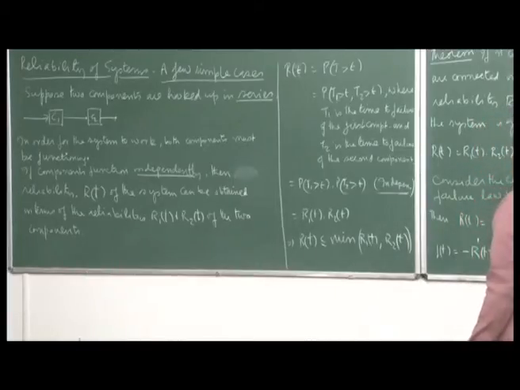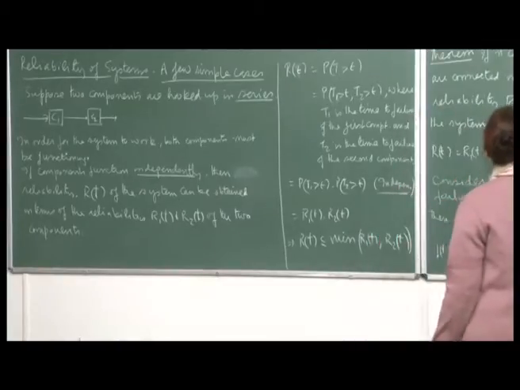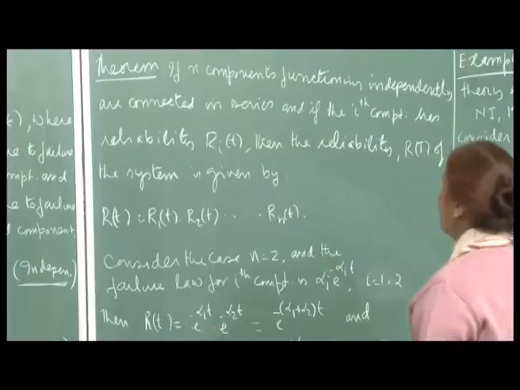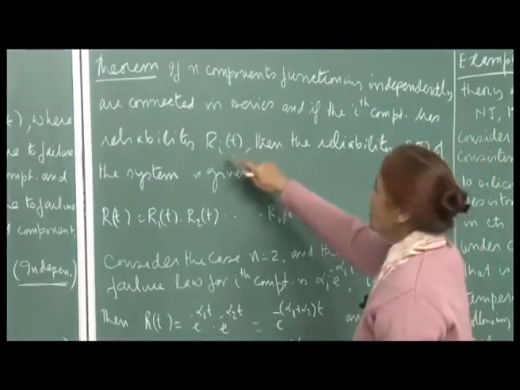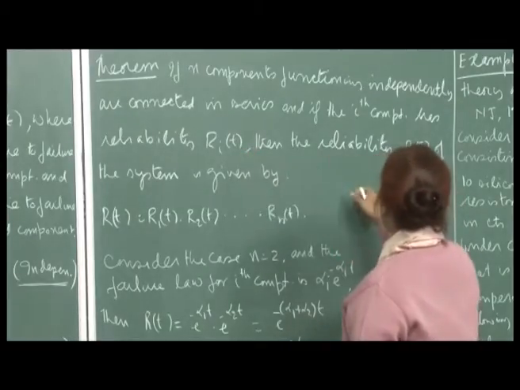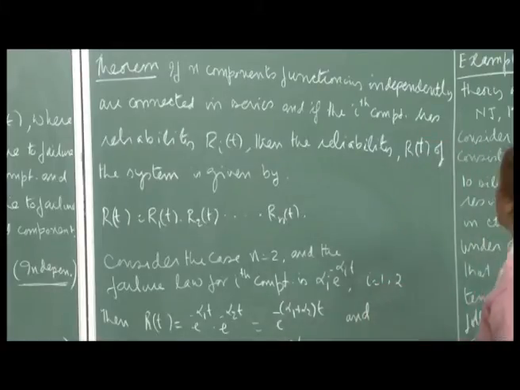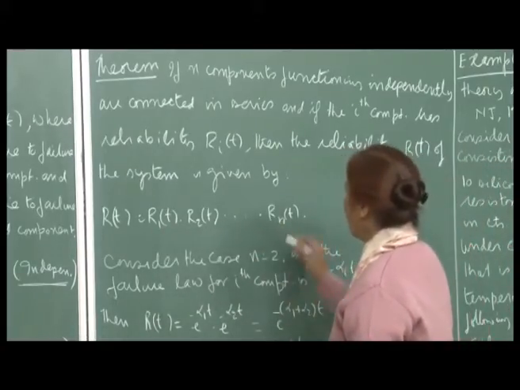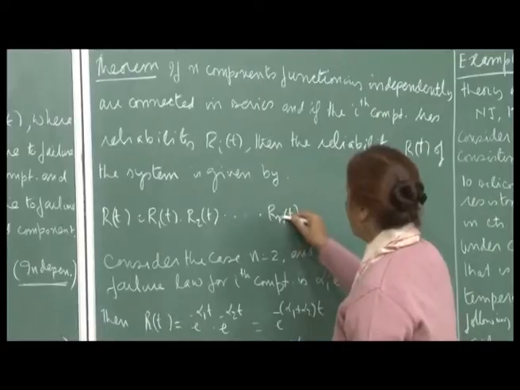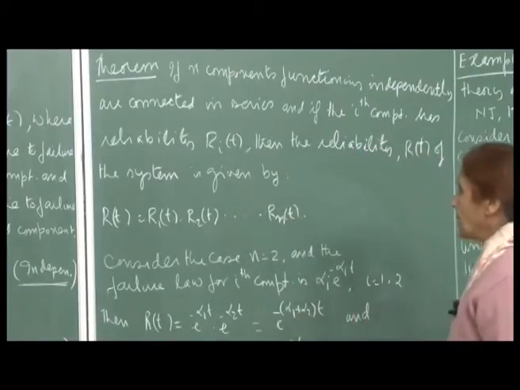Now, one can generalize this result and say that if n components functioning independently are connected in series, and if the ith component has reliability Ri(t), then the reliability R(t) of the system is given by the product of the individual reliabilities, because we are assuming that the components are functioning independently of the other components.